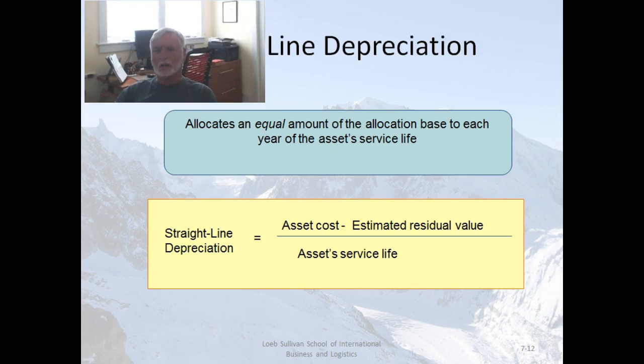So your formula for straight line is the cost of the asset, which includes everything necessary to get it ready to use, minus the estimated residual value, divided by the estimated asset service life. So an equal amount each year.